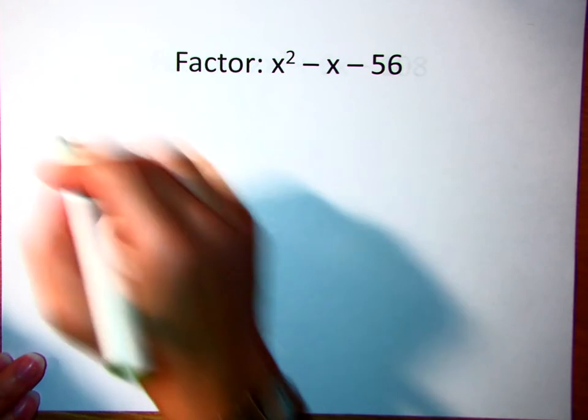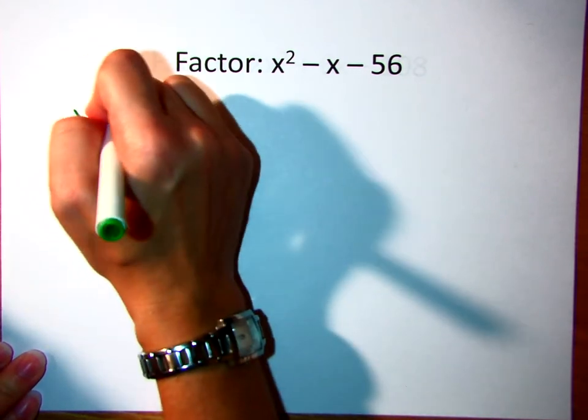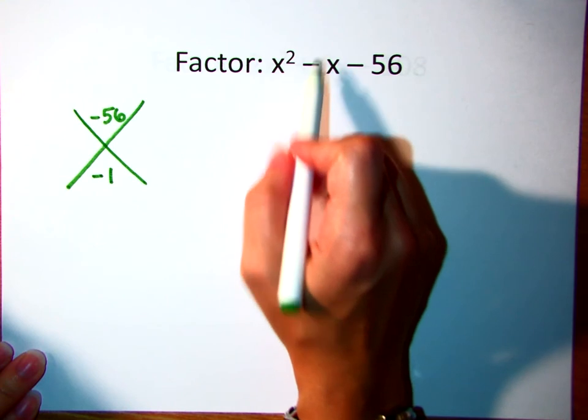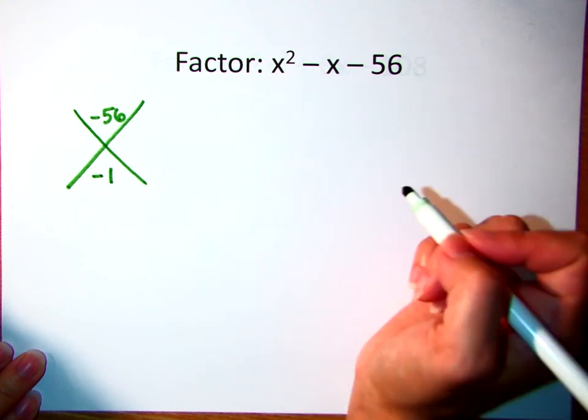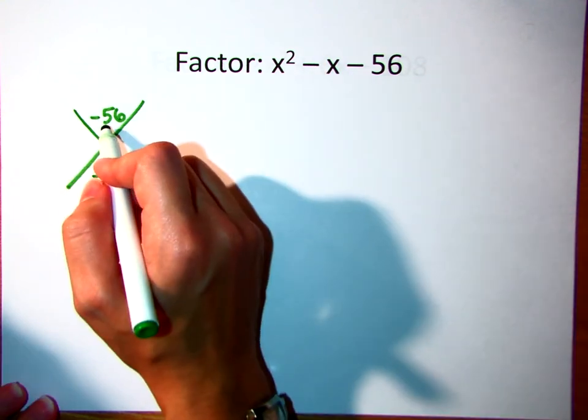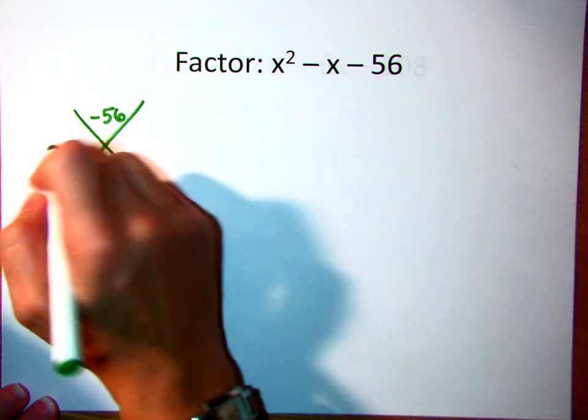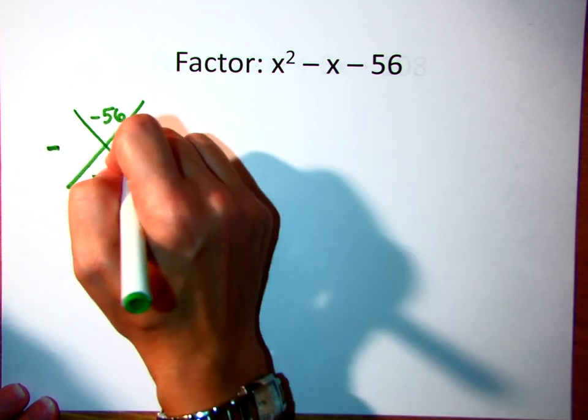Looking at this one here, same thing. You want to go ahead and put your c at the top, your b at the bottom. And there's a negative 1 here if you don't see the number. So two numbers that multiply together to give me negative 56, add together to give me negative 1. Well, since the product is negative, it means that one is negative and one is going to be positive.